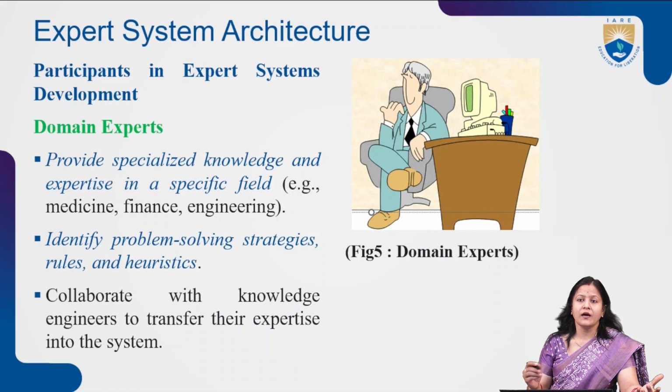The first one I told, the domain expert, provides the specialized knowledge and expertise in a specific field, like medicine, finance, or engineering. They can identify the problem solving strategies, rules and heuristics. They collaborate with the knowledge engineers to transfer their expertise into the system. So domain experts should have the knowledge in their field, and they will interact with the knowledge engineer to transfer their knowledge into the system. That is what they are responsible for.